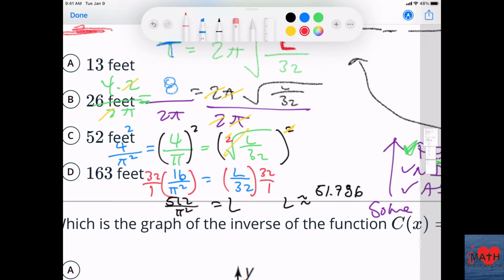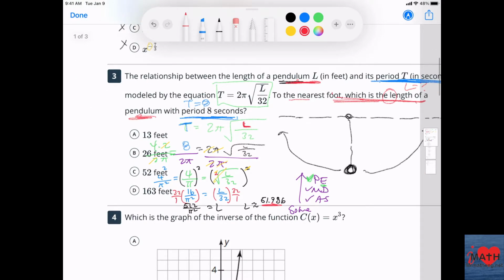And it tells me to round this answer to the nearest foot. So anything that's closest, that would be choice C, 52 feet. Okay?